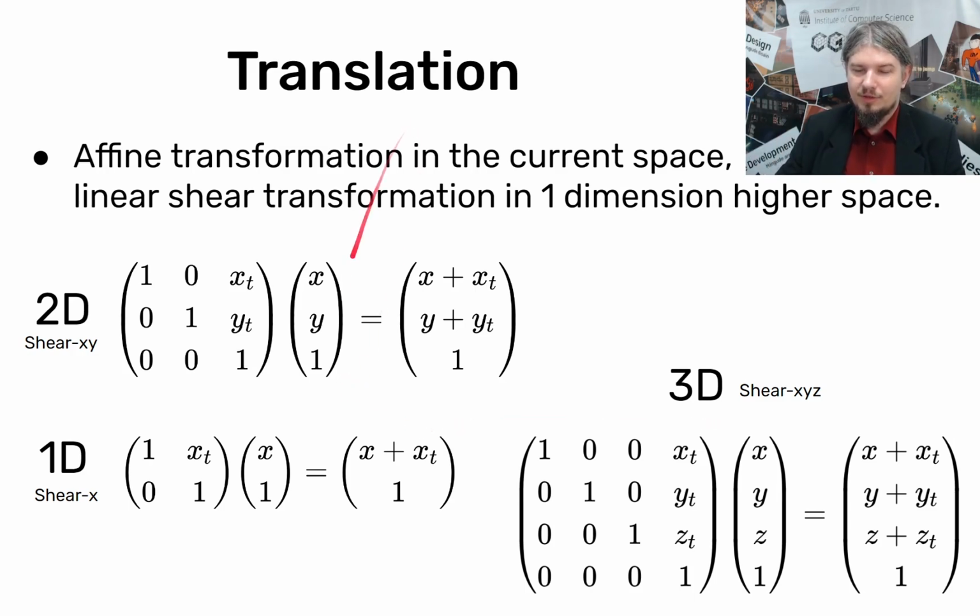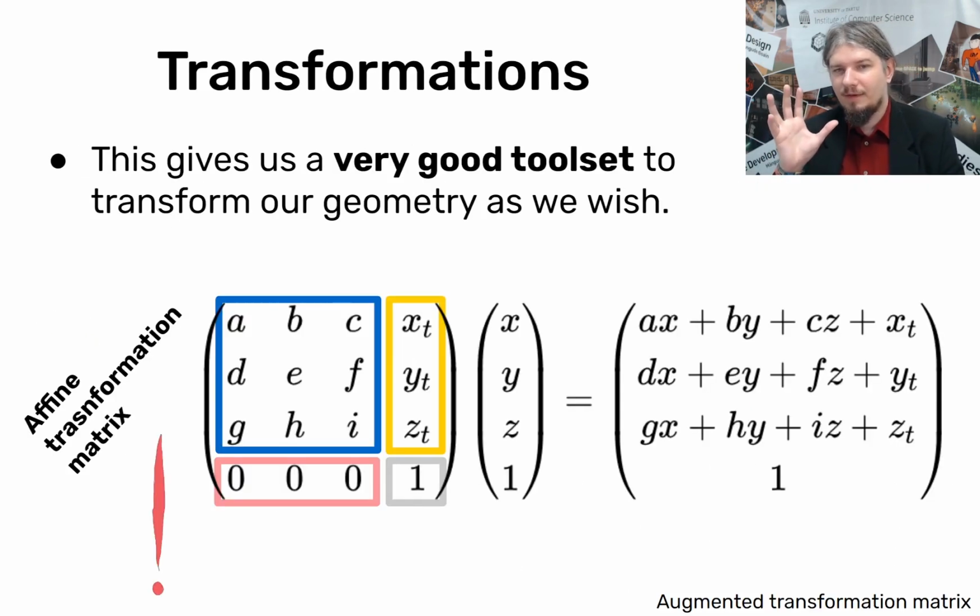So in order to do a translation, we move our original x, y, or regular coordinates into this homogeneous coordinate notation where there's 1 in the end. And for vectors it would be 0, and then you can see that if we translate vectors, their coordinates don't really change because they're just directions, they're not locations. Now all of this gives us a very good tool set to transform our geometry as we would wish.